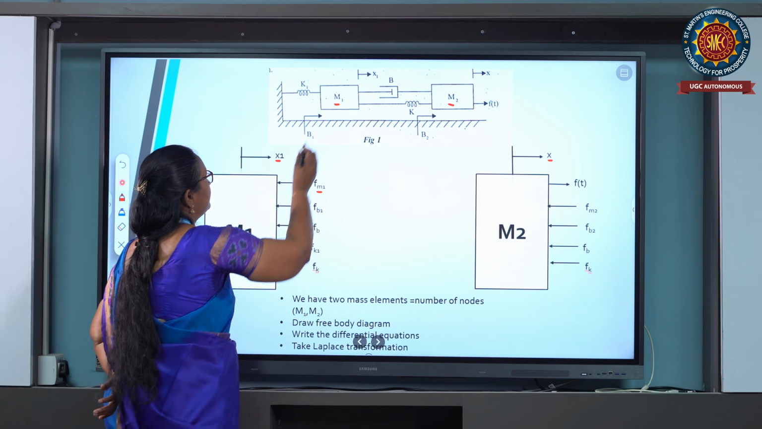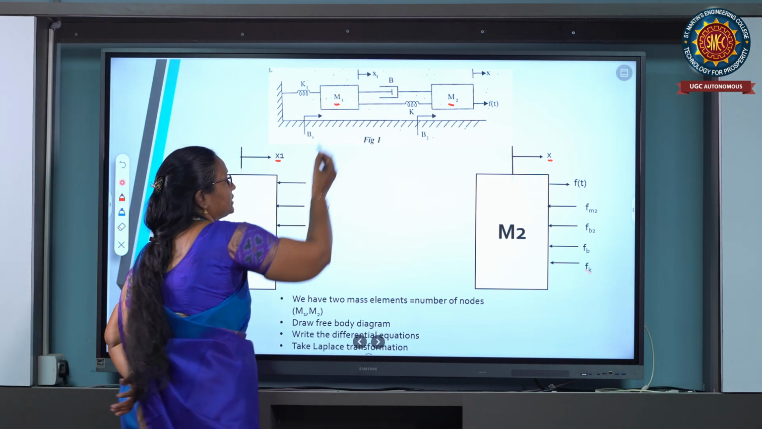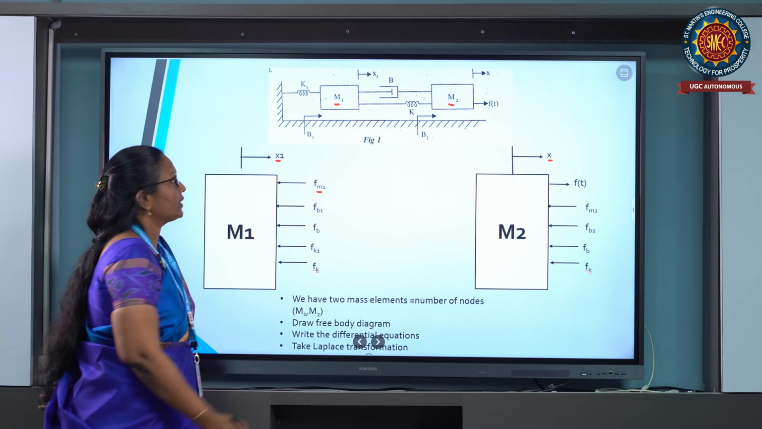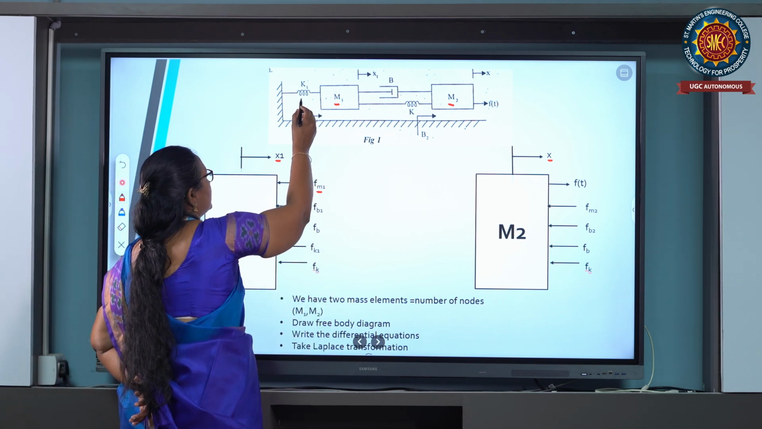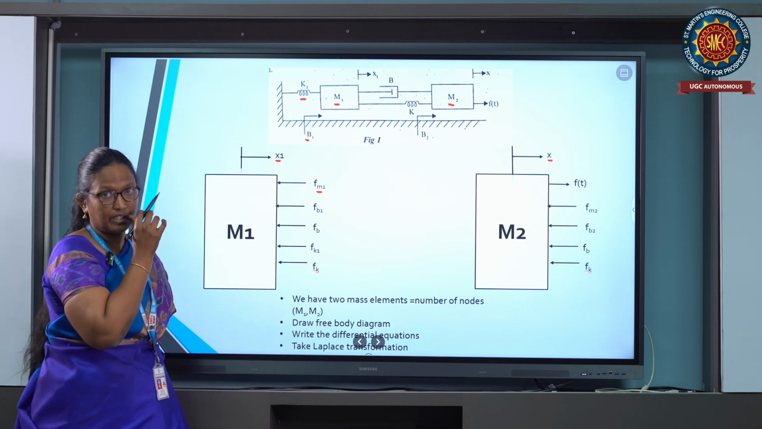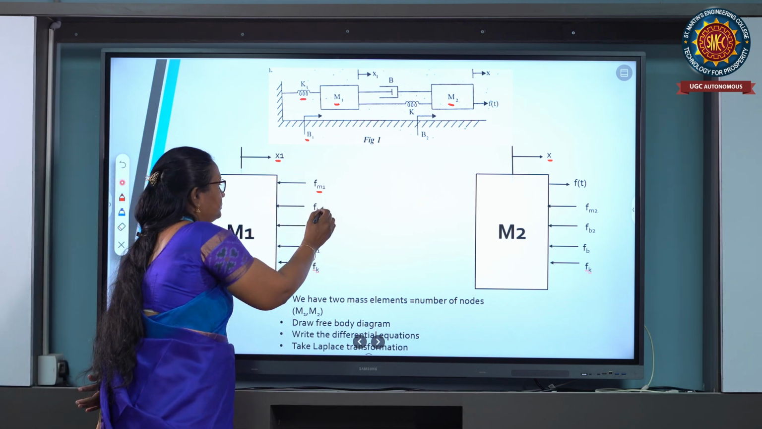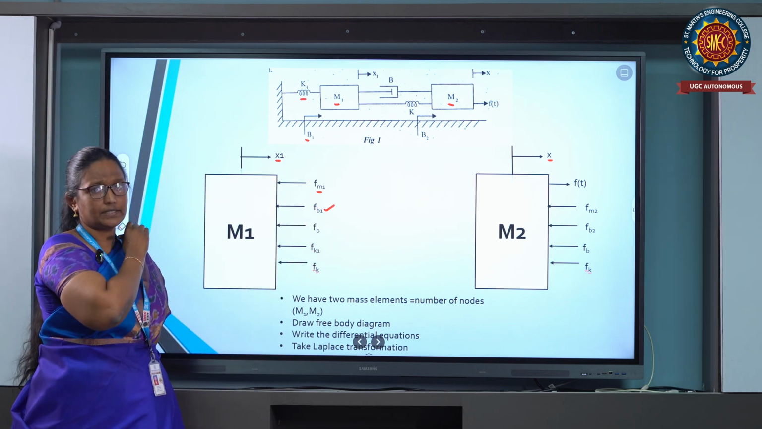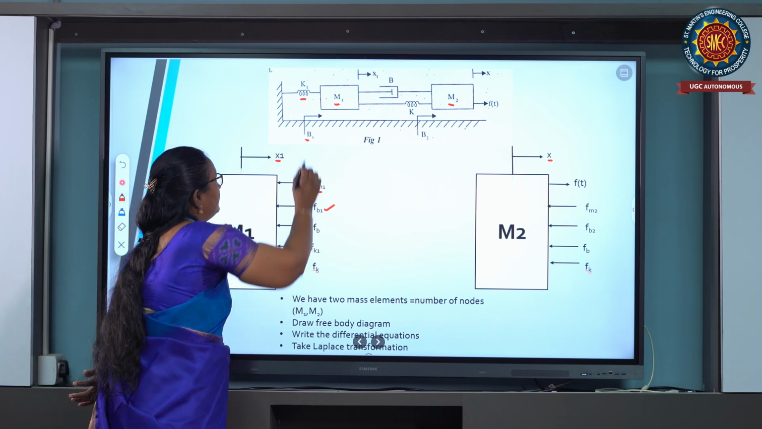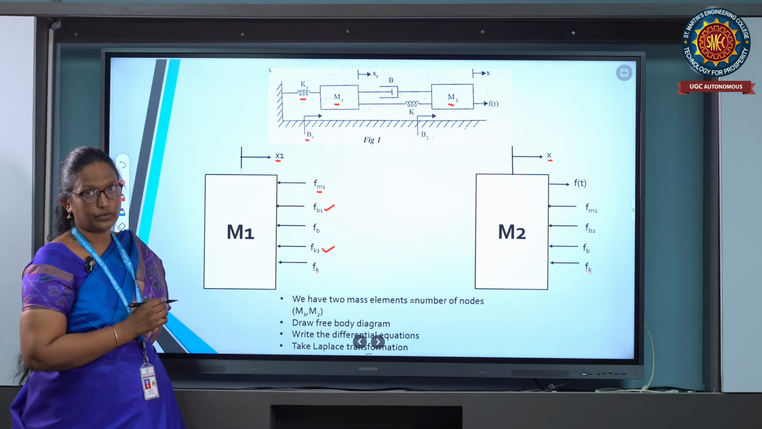Here, if you see the mass element, we don't have any applied force acting on M1. Next, the individual opposing forces we have on this element are Fb1, which we have referred to as the Fb1 force, and then we have Fk1. So these are the individual forces.